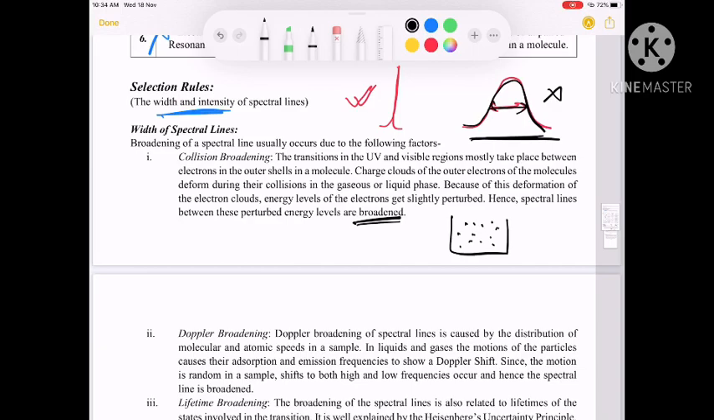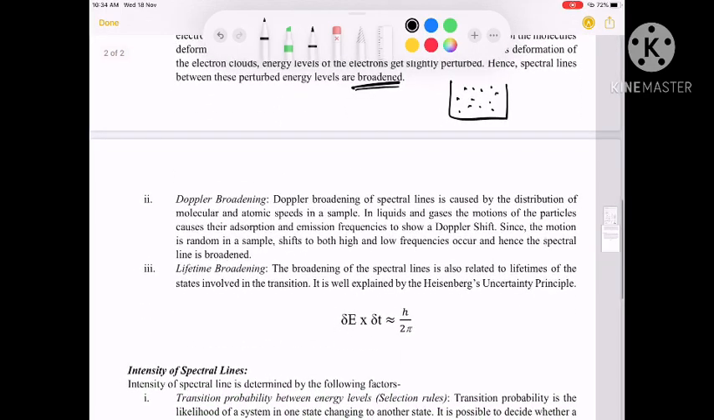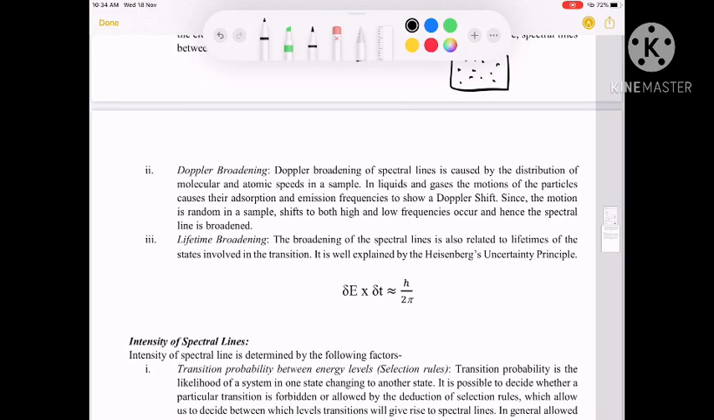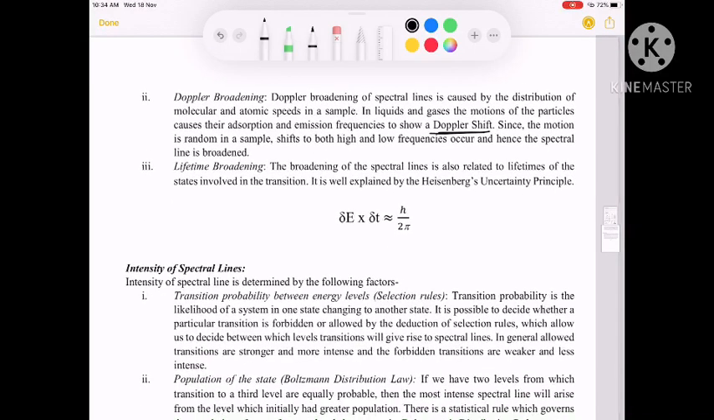Then we have the Doppler effect, which is also a reason for broadening of the spectra. These things are not that important, so you just read them once, and if it comes in the exam, you just have to write this. If you go into a detailed explanation of these things, it would take 3 or 4 classes.